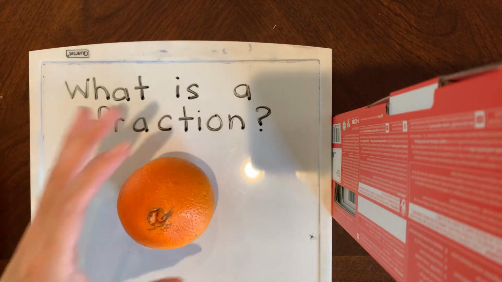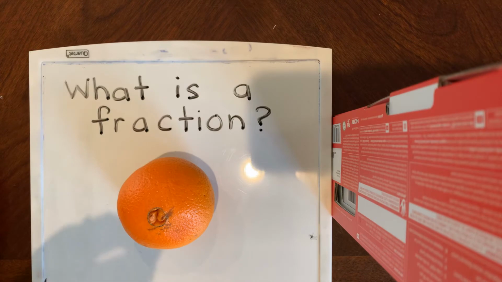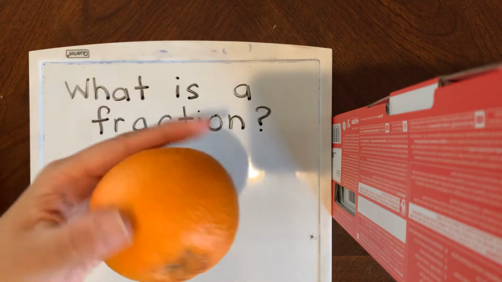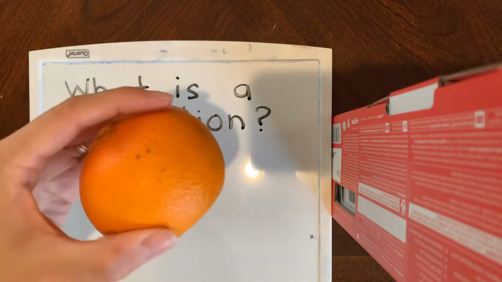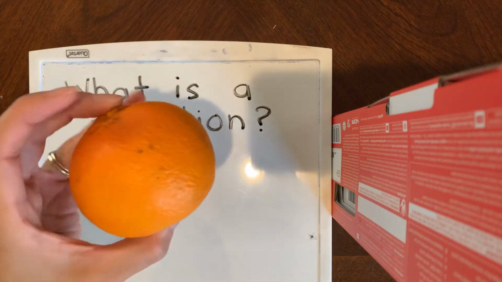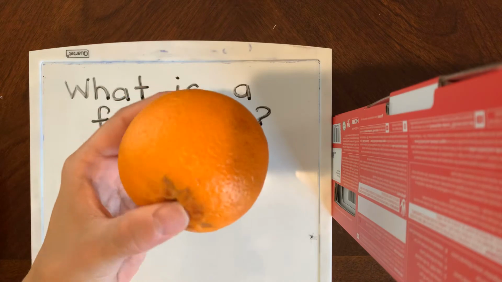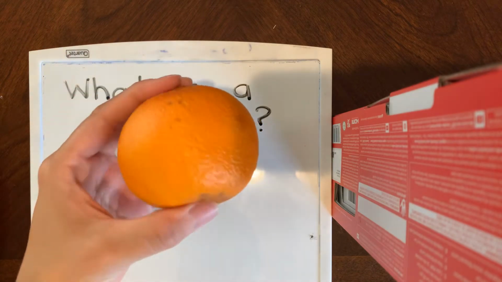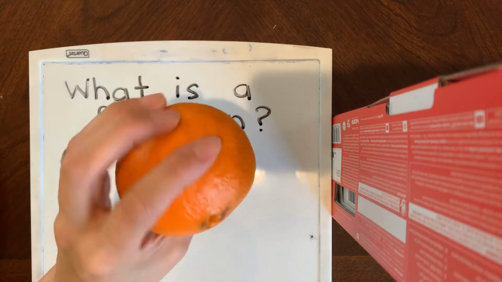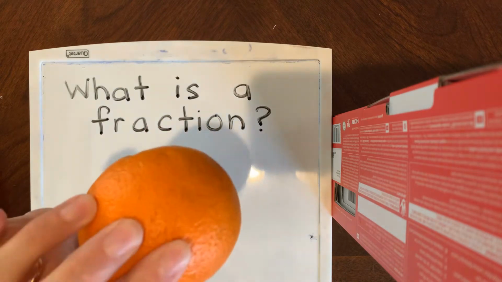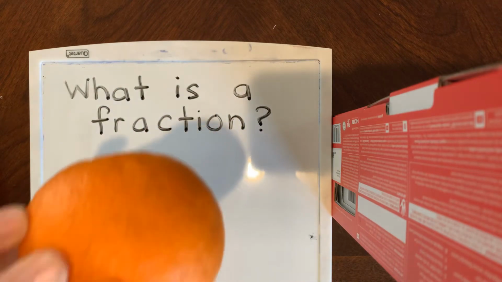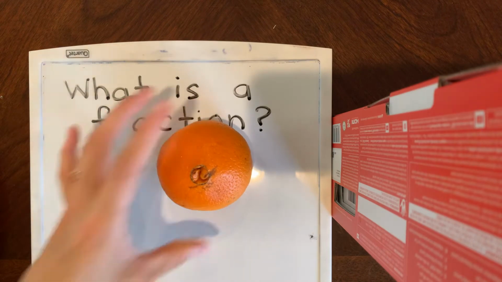I got this nice whole orange. Everyone agree with me? That's a whole orange. In order to get a fraction, you have to start out with a whole. Now I want you to remember what that whole looks like, because when we start getting into what a fraction is, you want to come back to this whole. You always come back to a whole. Now what is a fraction?